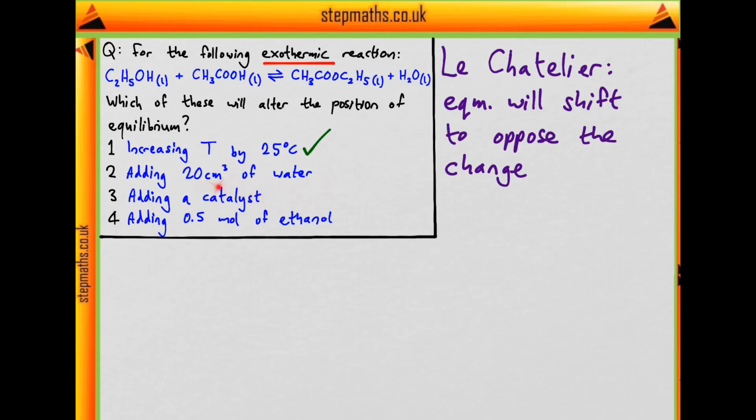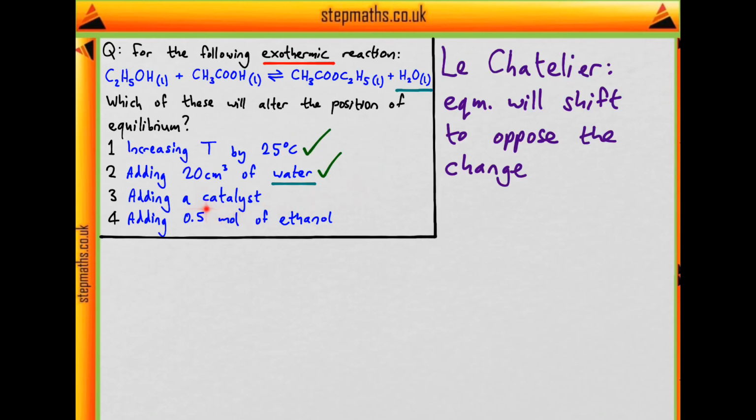Next, we have adding some water. What's this going to do? Well, notice that water is one of our products. So what does this mean for Le Chatelier's principle? Well, if we're adding water, then the equilibrium is going to shift in the other direction, so to the left again, to remove some water. So we know this is going to change the equilibrium position.